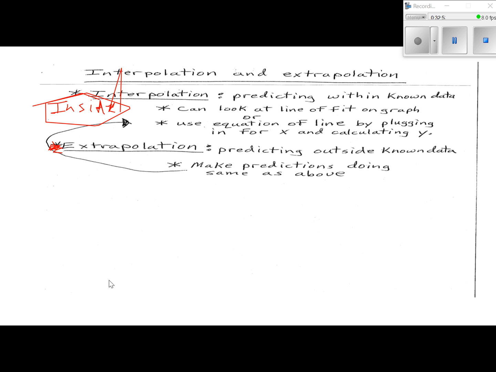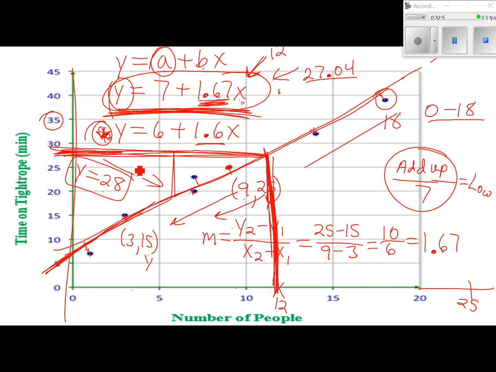So if we wanted to predict at 25, again, we could make our graph and come on out here somewhere and see where we would hit our line of fit, or we could just stick 25 in for x and see what we come out with, and estimate how much time on the tightrope those 25 people spent, or whatever this graph is.